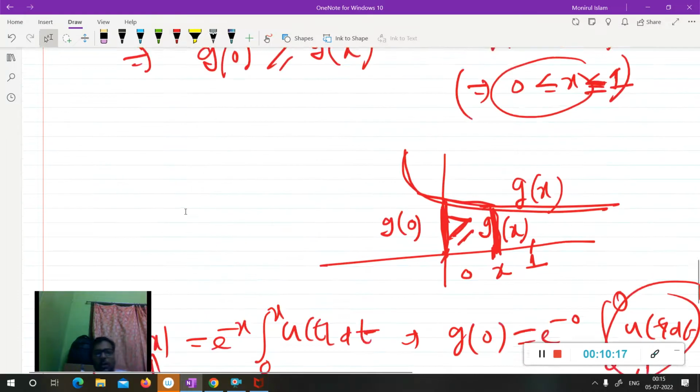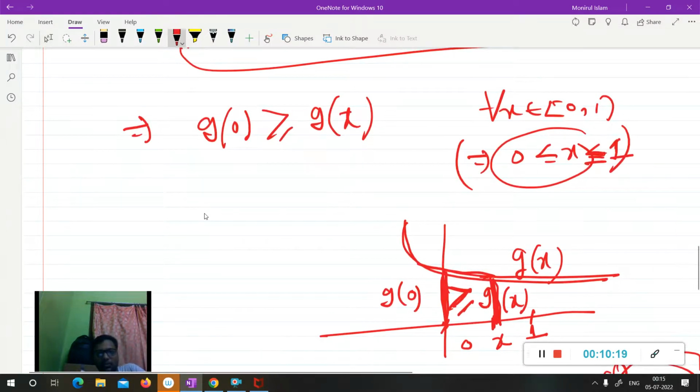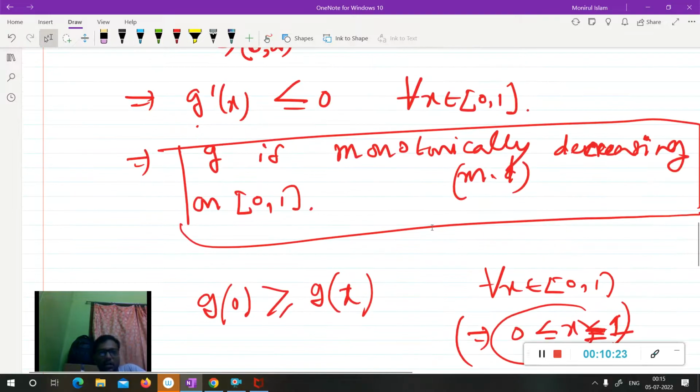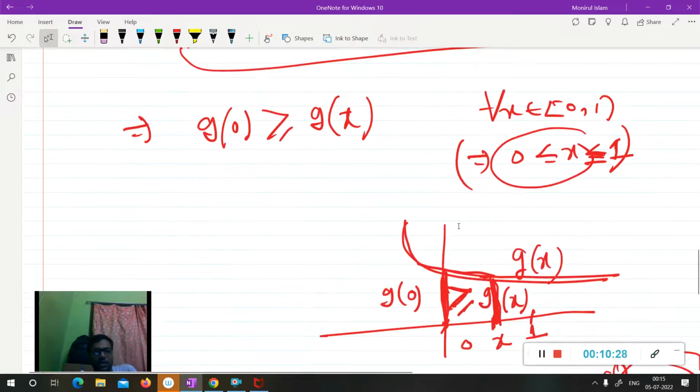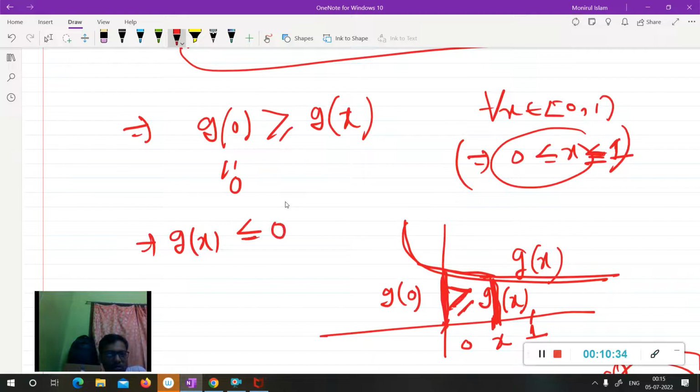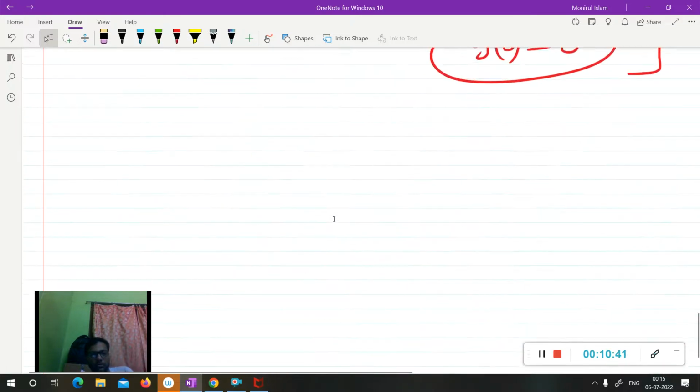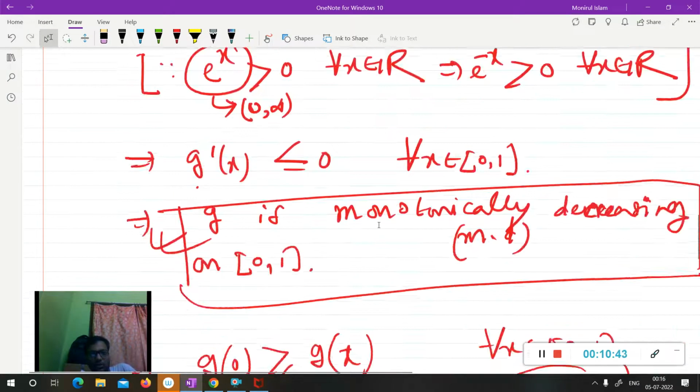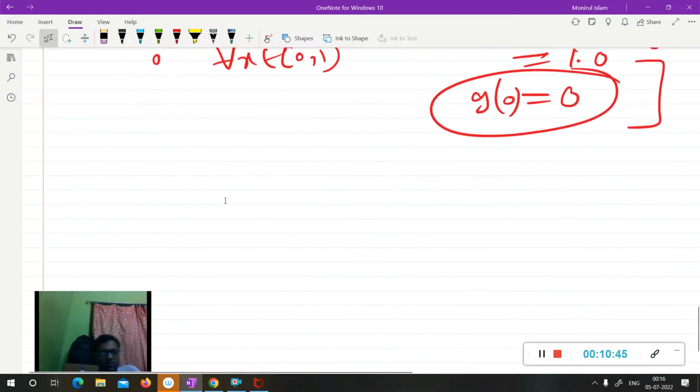So I get g(0) greater than or equal to g(x) for x in closed [0,1], which happens because g is monotonically decreasing. Now g(0) is 0, so we get g(x) less than or equal to 0 for all x belongs to closed [0,1]. This is what we had to get: g(x) less than or equal to 0.